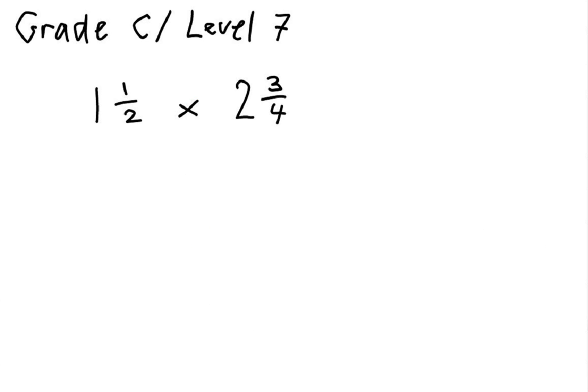Okay, so if we have a look at this question here, we are multiplying two mixed number fractions together. That means it has a whole number part. For this first mixed number fraction here, the whole number part is 1, and it has a fractional part, which in this case is a half. Again, on the second fraction, the whole number part is the 2, and the fraction part is 3/4. This is Grade C or Level 7 work.